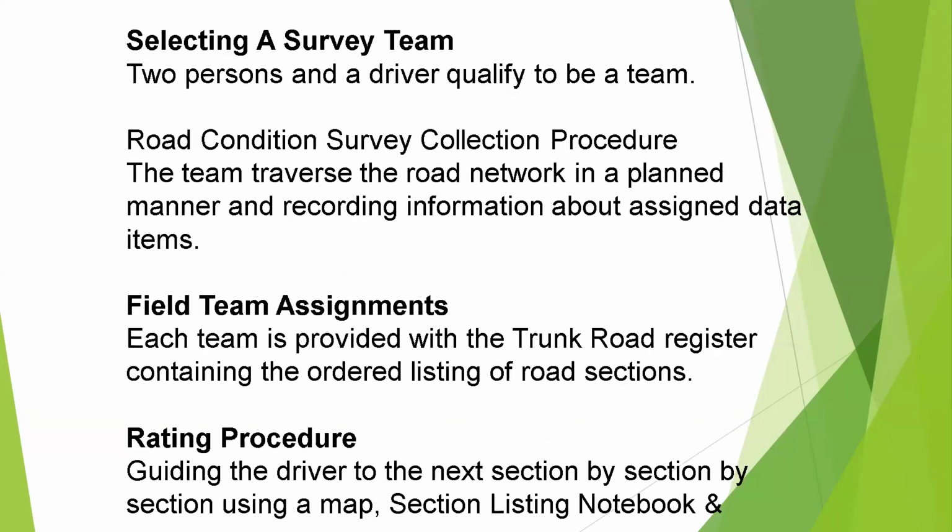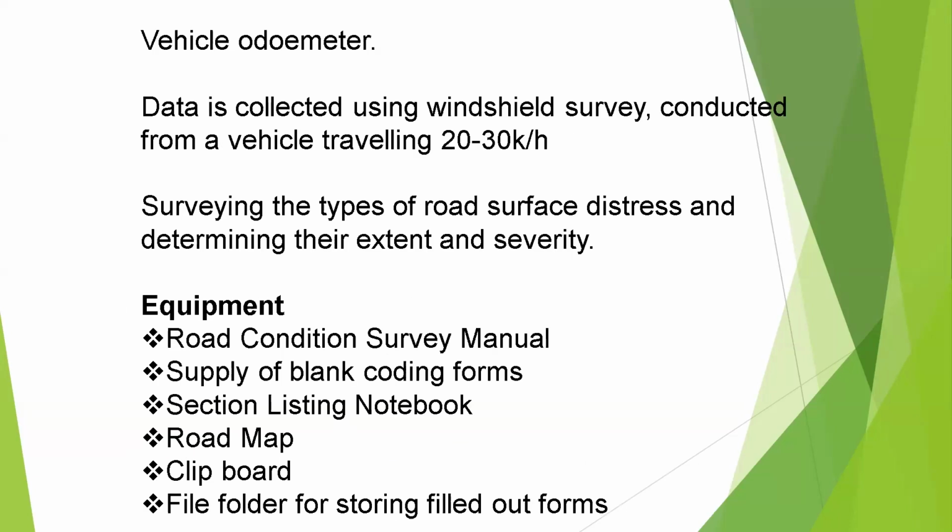So two persons and a driver are qualified for the road condition survey, and they do what we call the windshield survey by driving at 20 to 30 kilometers per hour and observing the distresses on our roads. We plan the road condition survey and assign items to the data. The field assignment is what we do, and they take the sectional listing notebook. Like I've talked of the windshield survey, they use the odometer for the survey.